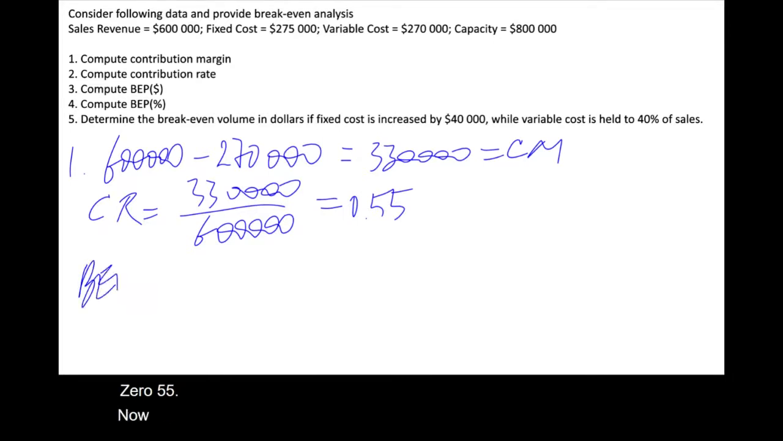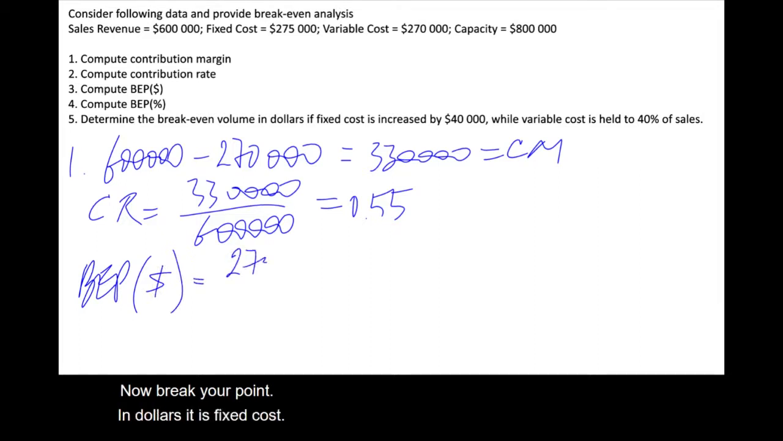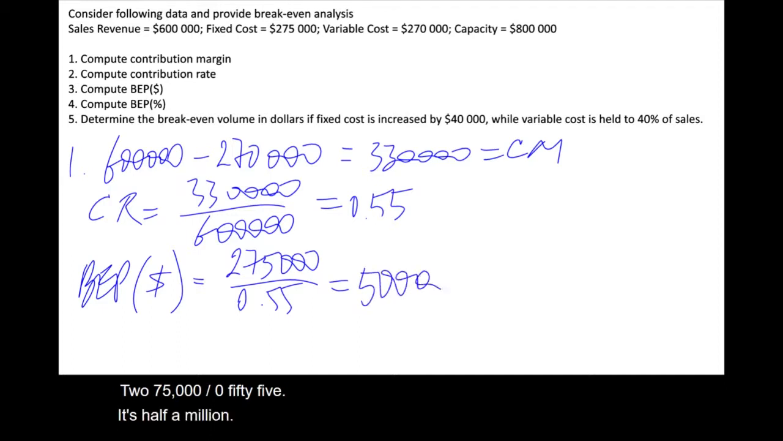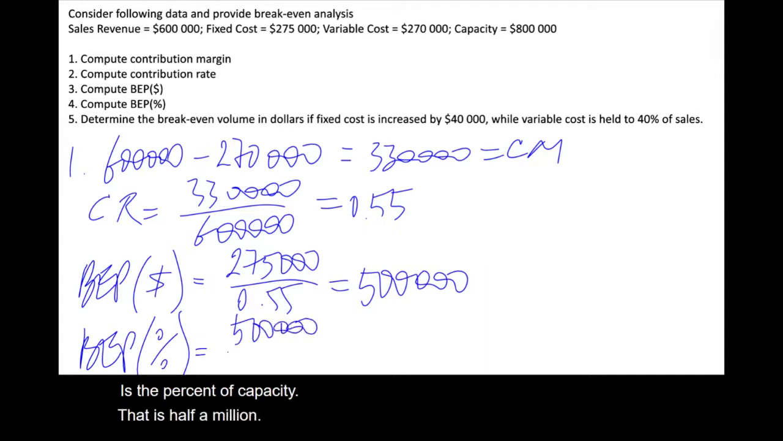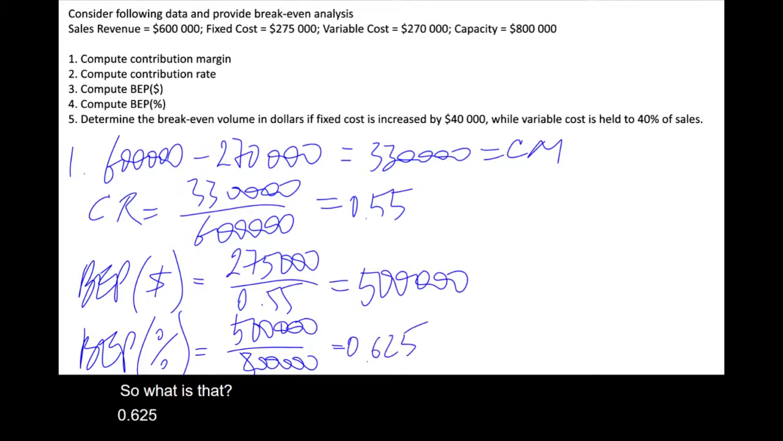Now break-even point in dollars, it is fixed cost, 275,000 over 0.55. It's $500,000. As a percent of capacity, that is $500,000 over 800. So what is that? 0.625. Okay.